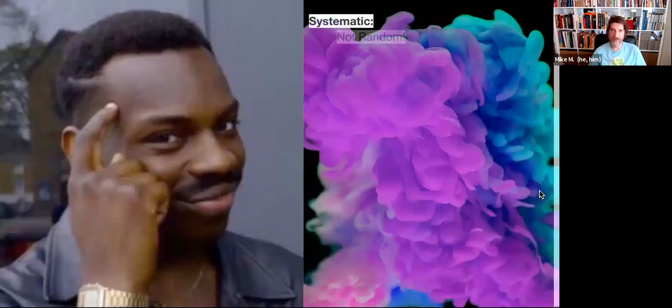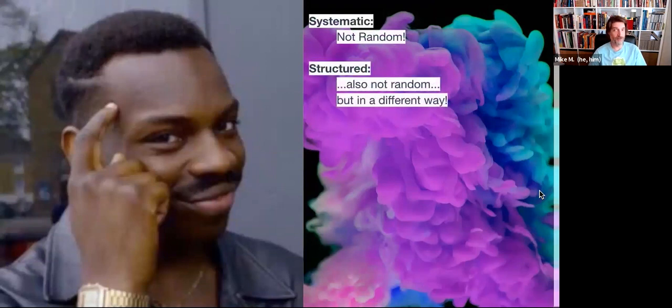So systematic means not random. Structured means also not random, but in a different way. So obviously you have a system to do it. Structured, you're not going from here to here to here, you're going from here to here to here. There's a structure to how you do it, but the sequential part is more valuable to me. I see, we're going to start with easy and then we're going to move to hard.